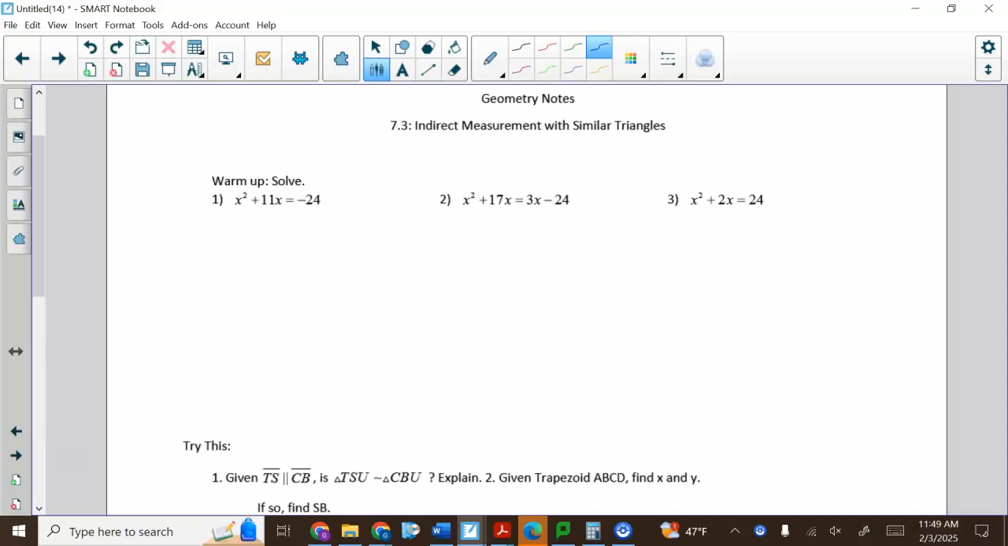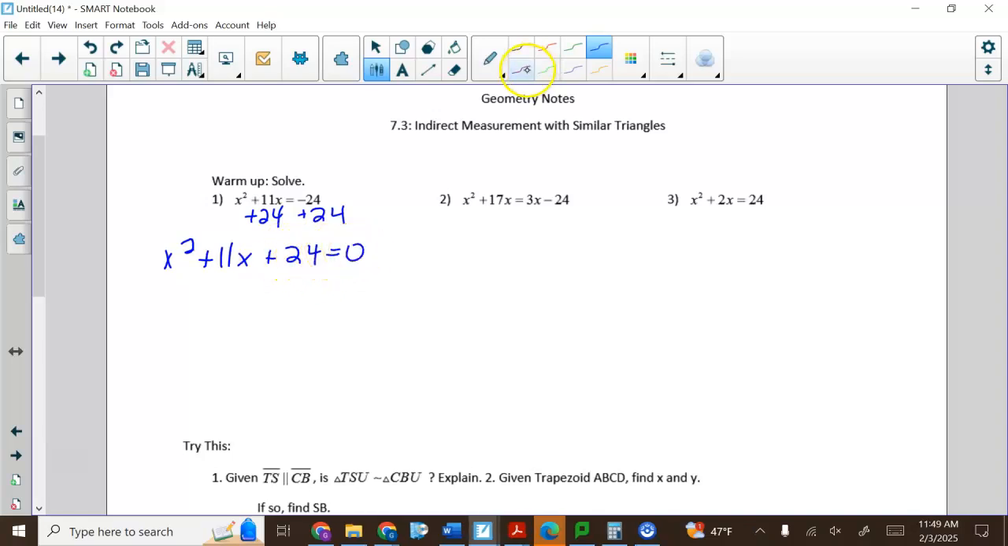First thing you need to do is get the equation set equal to 0 so that you can factor it. So for the first one, we're going to add 24 to both sides. Now it feels like you can add the 24 and the 11x, but because they're not like terms, we cannot combine them. So it's going to be x squared plus 11x plus 24 equals 0. From there, we can factor it out to figure out what x could possibly be.